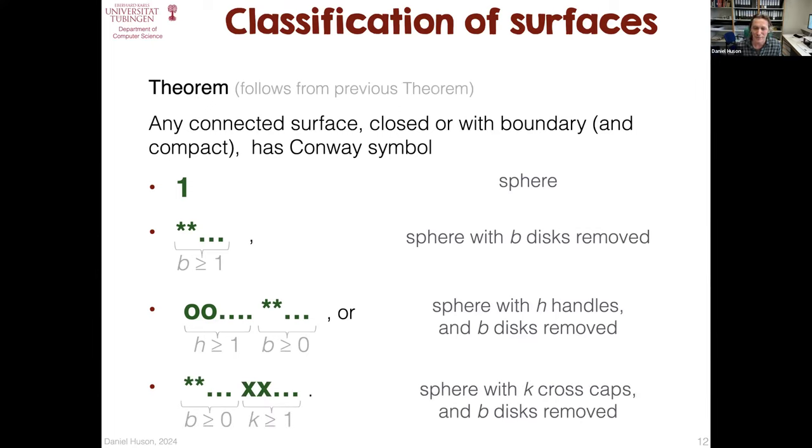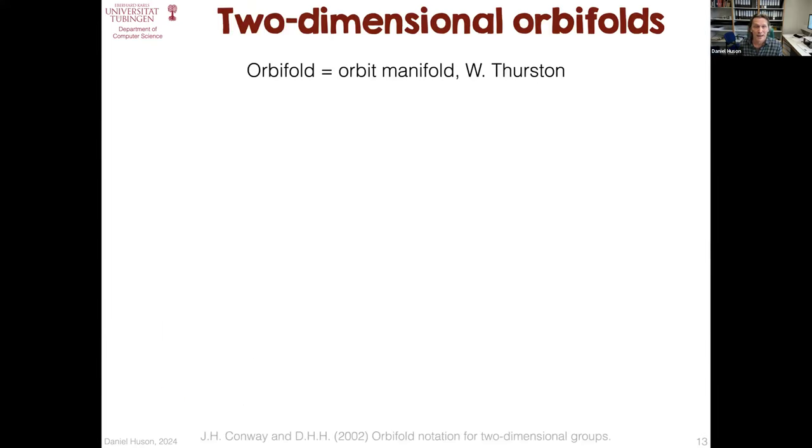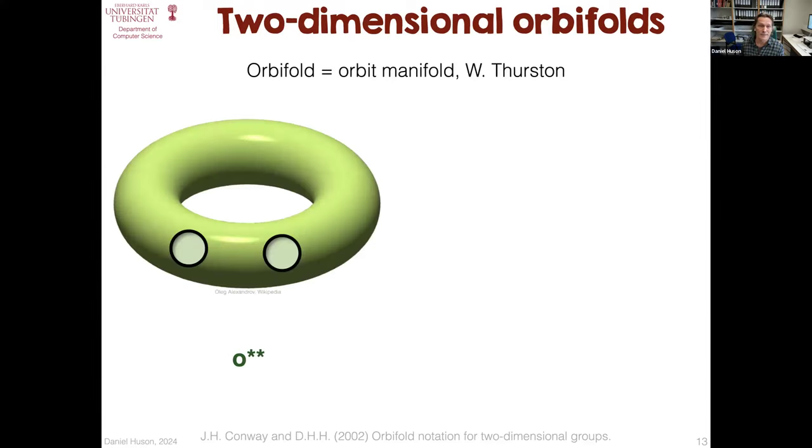I forgot this one here. Sphere with K cross cuts and B disks removed. Okay, now, let's move on to more recent concepts. So that of an orbifold, a term coined by Bill Thurston.